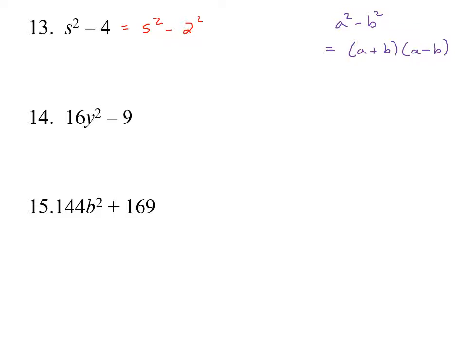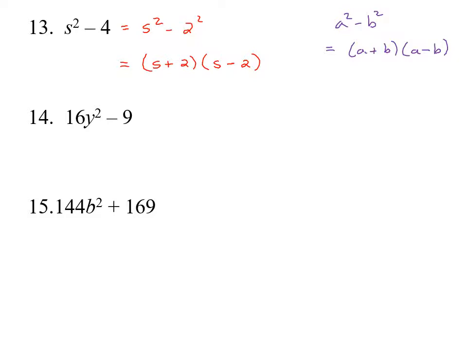And so my answer to that is to drop the squares off and put one of them with a positive and one of them with a negative. Oh, and then I wrote the squared on there by mistake. One of them with a positive, one of them with a negative. And that's my answer. And you can, like I said, FOIL it, see if you get the same thing.